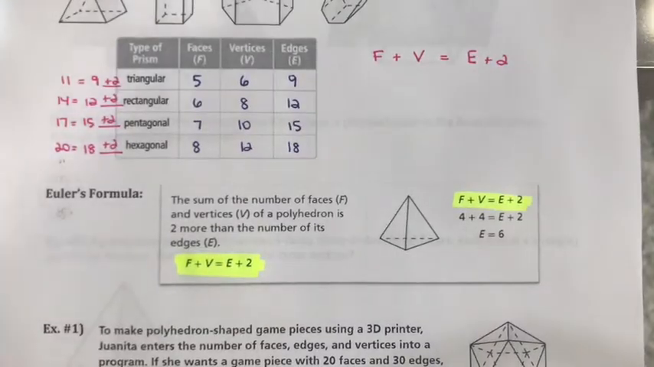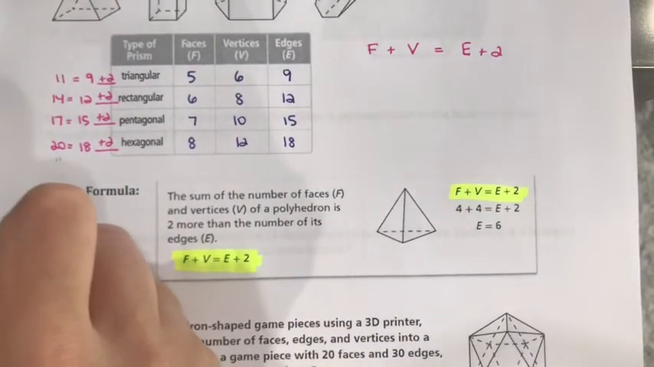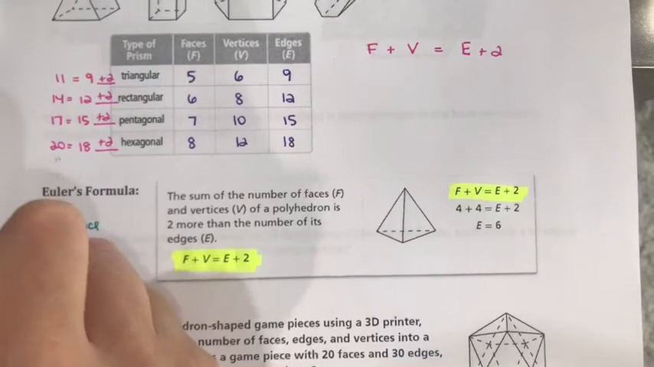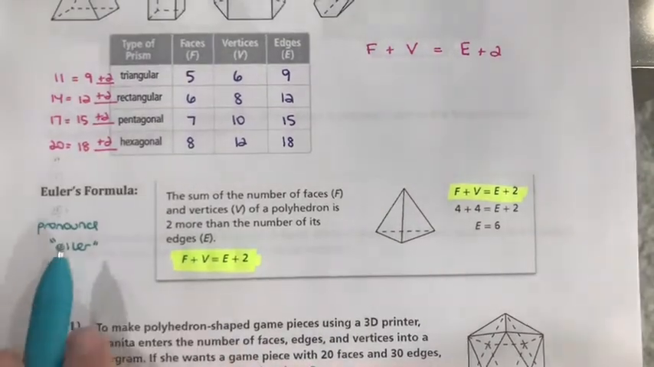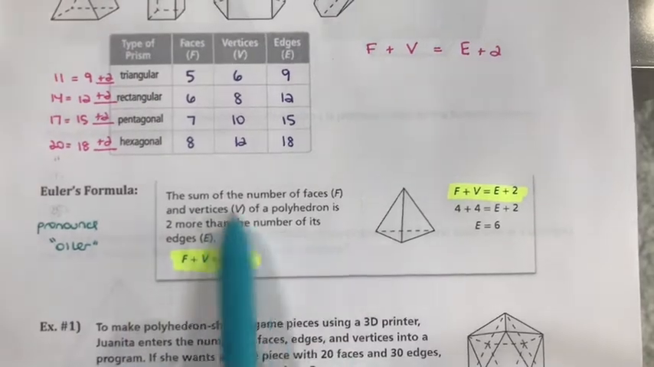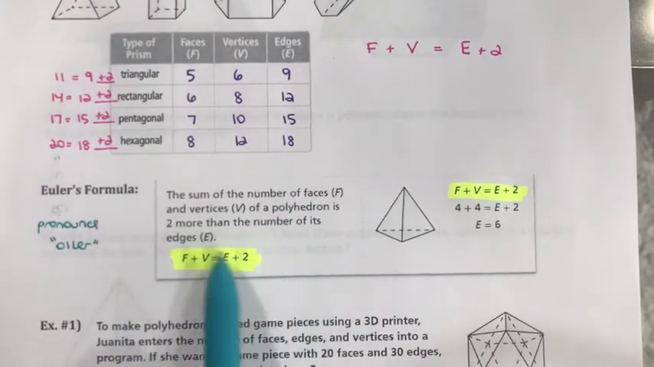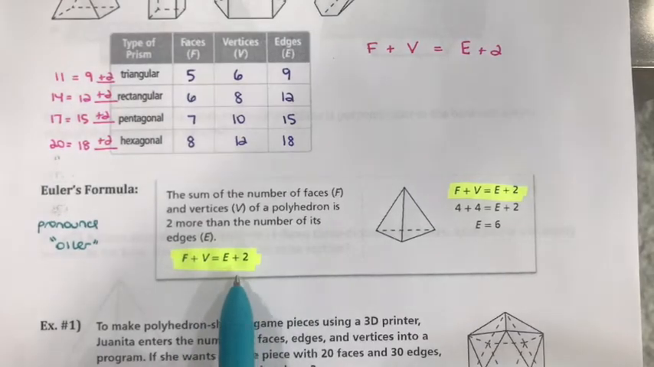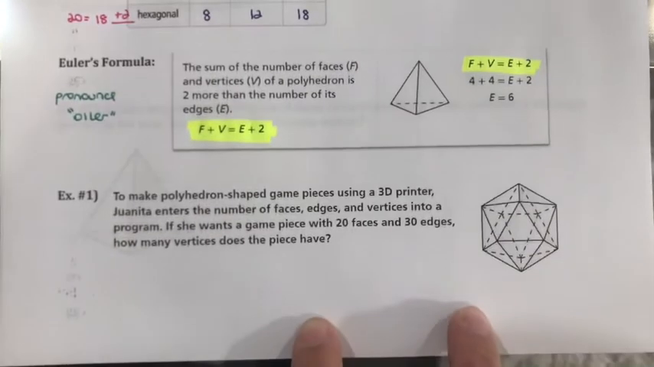Okay, so I know it looks like Euler. We pronounce it Euler. And he was a famous mathematician. So Euler's formula says that the sum of the number of faces and vertices is equal to 2 more than the number of edges, okay? So let's take a look at some practice problems.